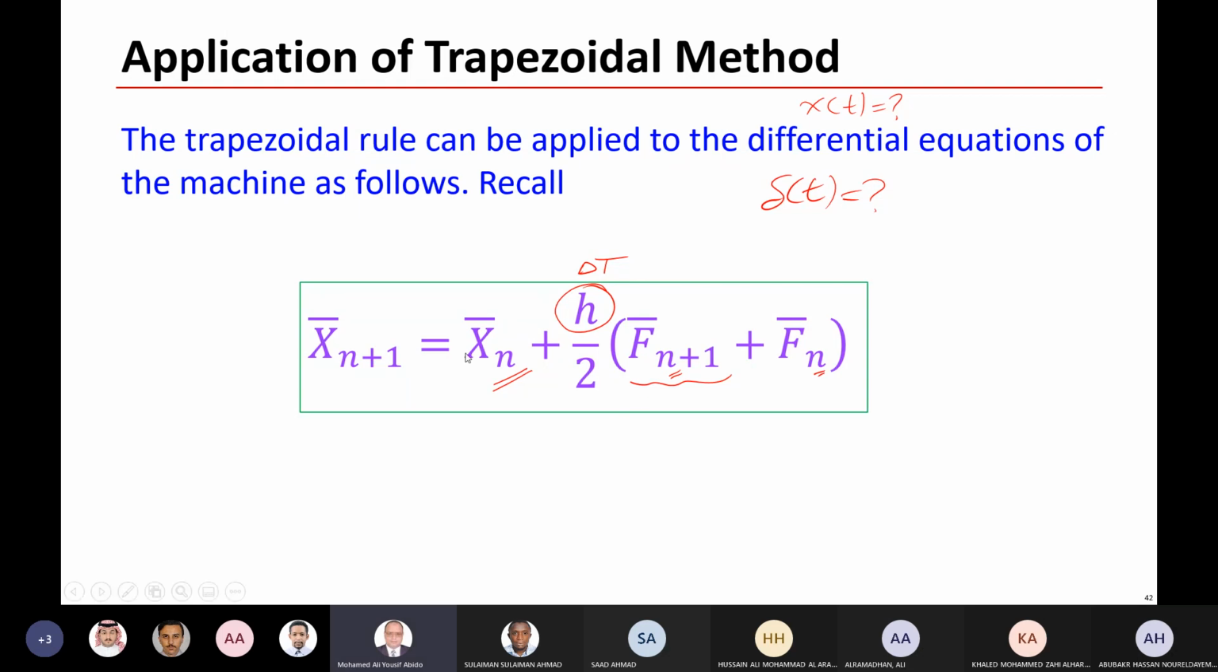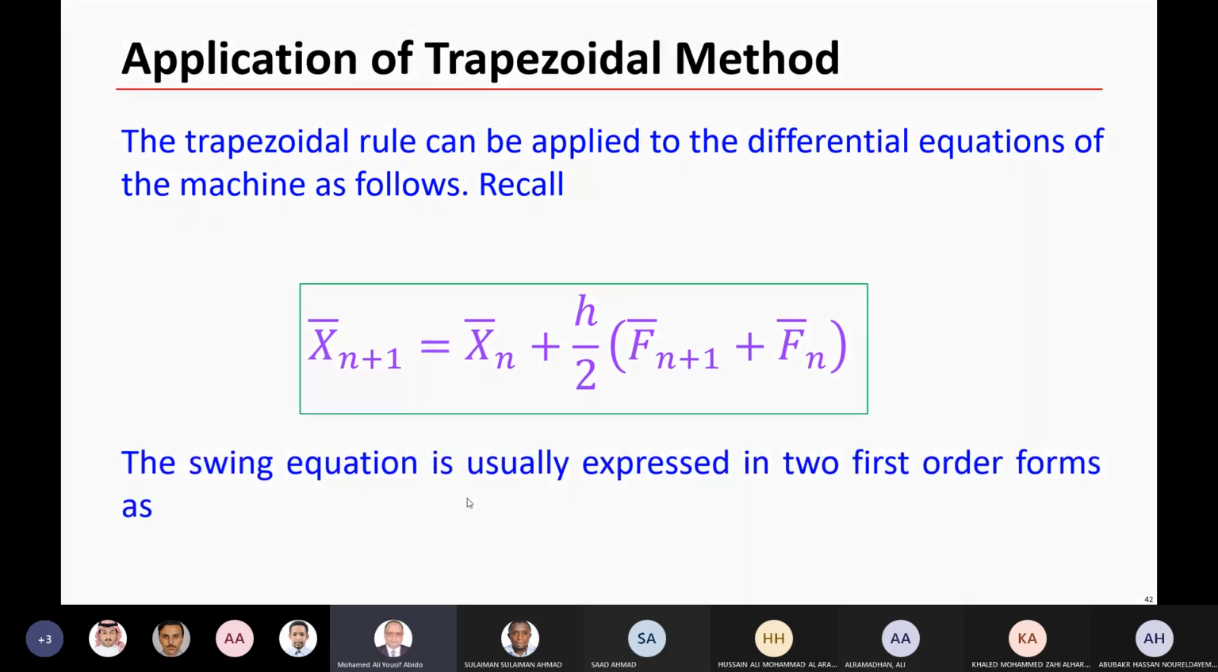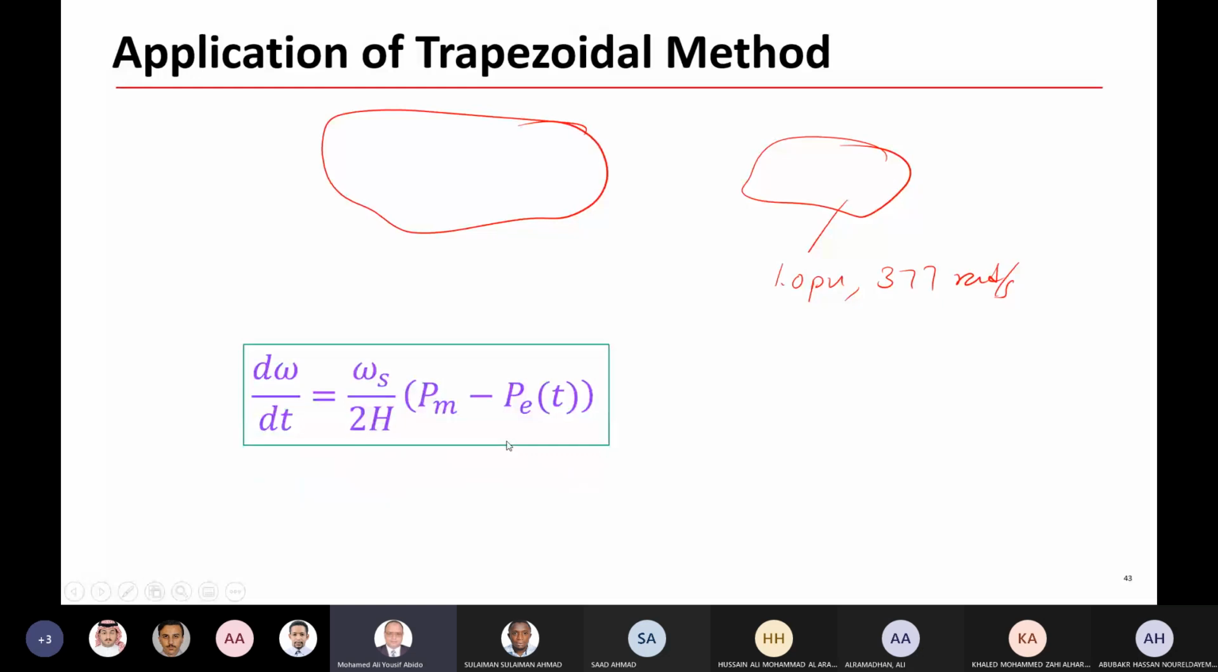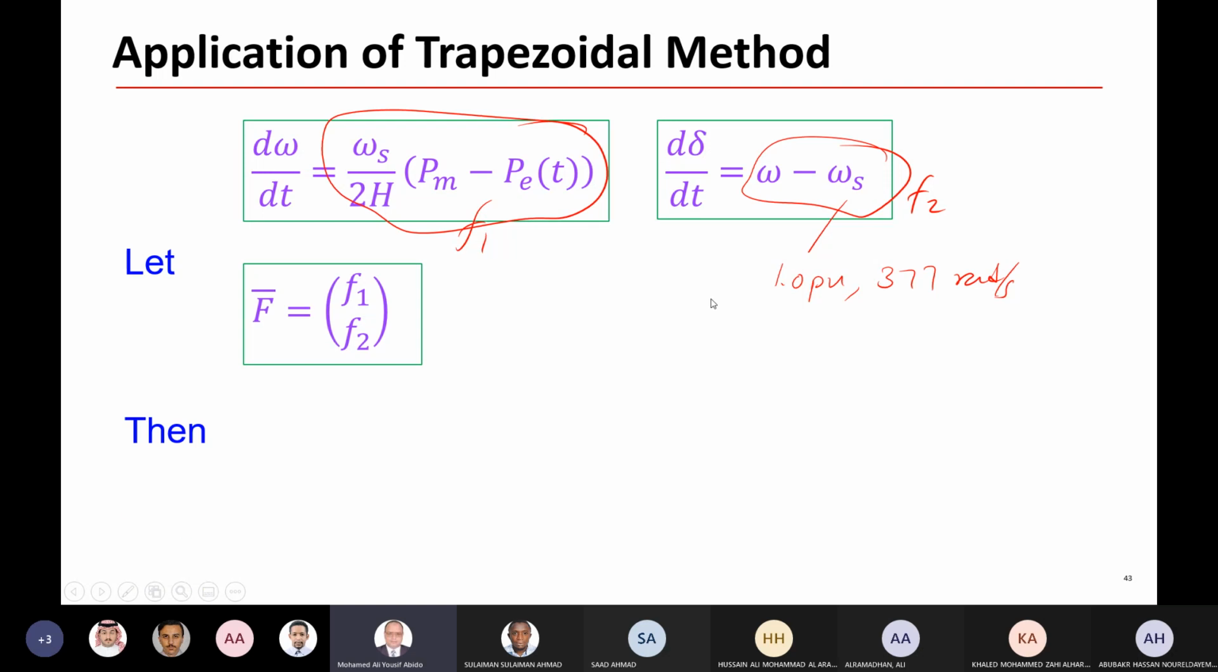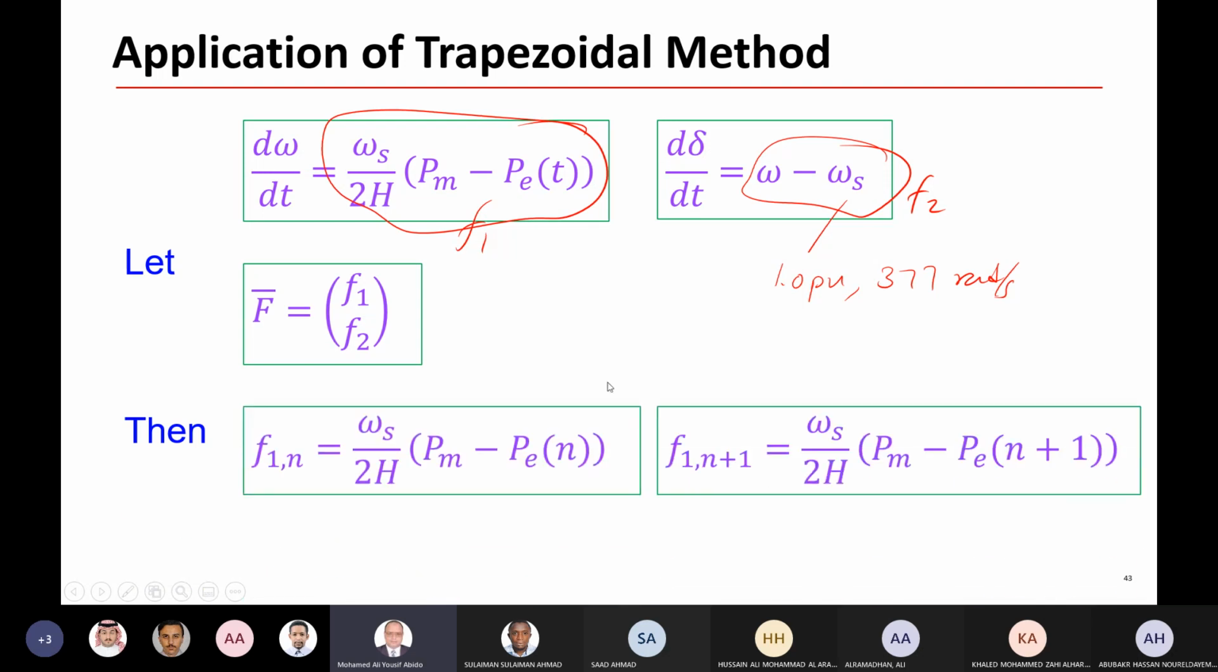So let us implement this trapezoidal method on the swing equation. I already covered this, but let us go over it quickly. Of course, the second order nonlinear differential equation, we can put it in 2 first order differential equations as such. So this is F1, and this is F2. We have two functions here. So we can write f equal to a vector f1, f2, and f1 at iteration n.